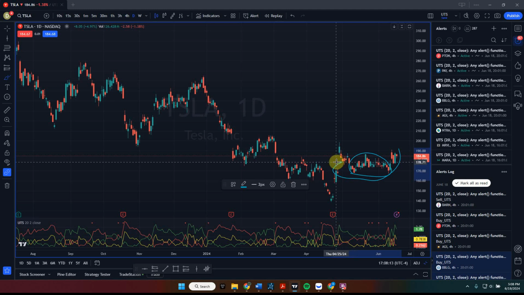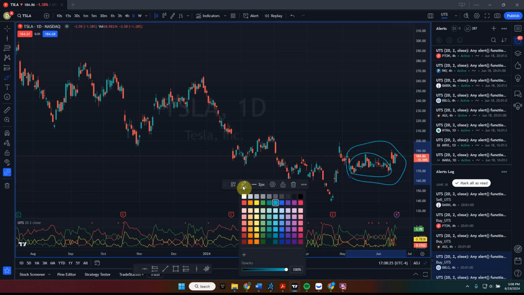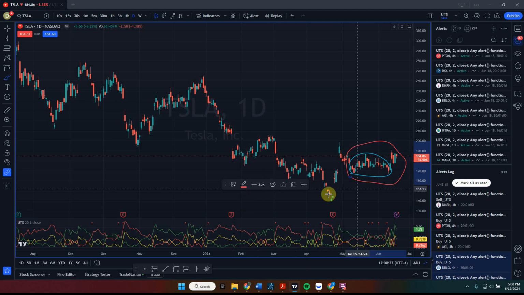This time, let's change the color to, yeah, red. So this has been consolidating for a while now. Okay. So based on these zigzags, at least you can determine when to stay out of the market if you feel like, and also when to go in.